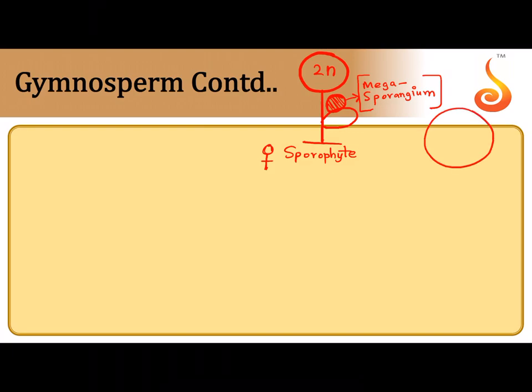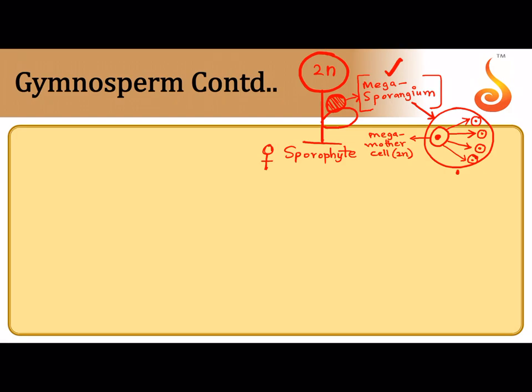And I told you that if this is the megasporangium, it has what inside it? A megaspore mother cell, which is diploid. She undergoes meiosis to produce what? To produce megaspores. So these tiny cells are megaspores. All this is happening inside the megasporangium only. Now one of them will survive, but will they come out? They will not come out. Inside the megasporangium only the megaspore will be sitting.